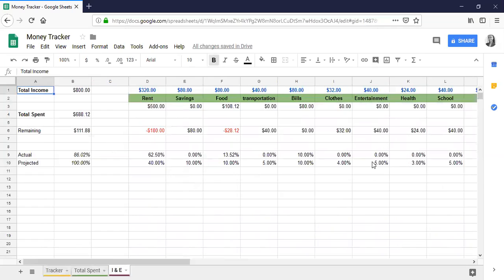Let's see how much you're spending on entertainment. Maybe it's a bit more than you thought that you would spend or that you want to spend, so you know what areas you can cut back on. Cut back on food or clothes or whatever.